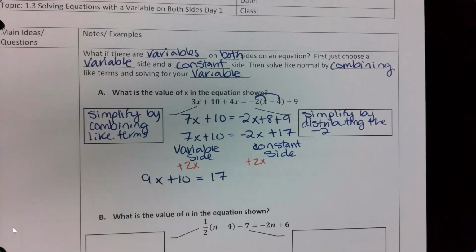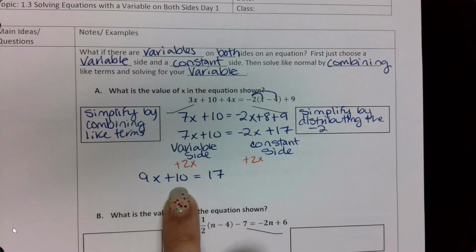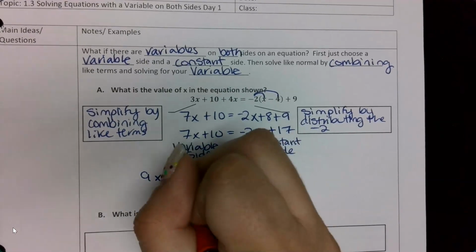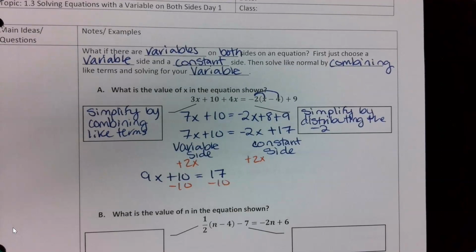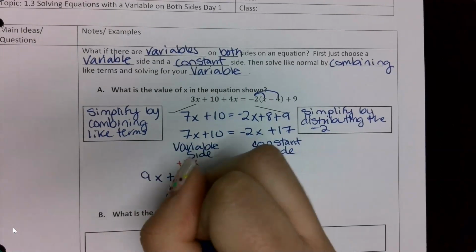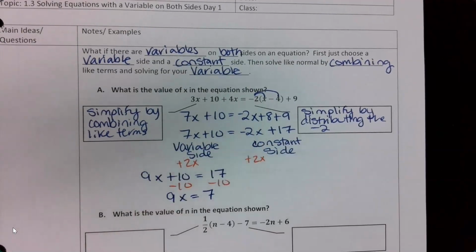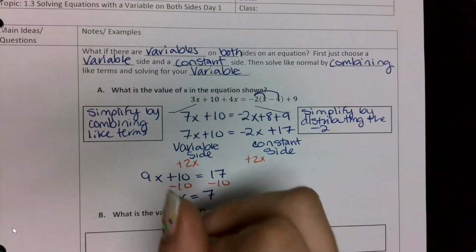And then, what should I move over to move to the constant? Okay, so I'm going to subtract 10 on both sides. What am I dividing by? 9. Both sides? Okay.